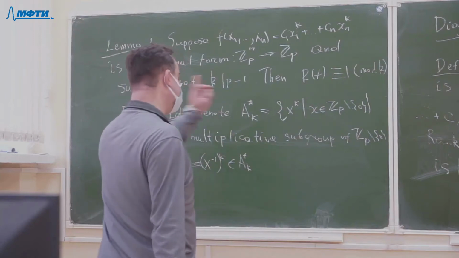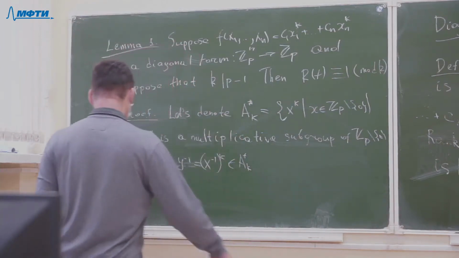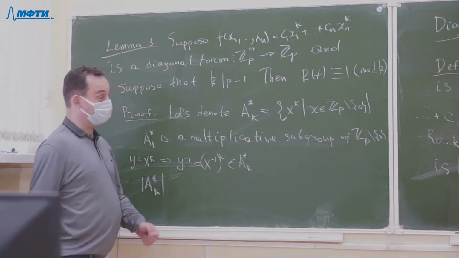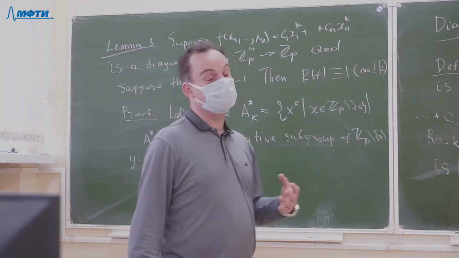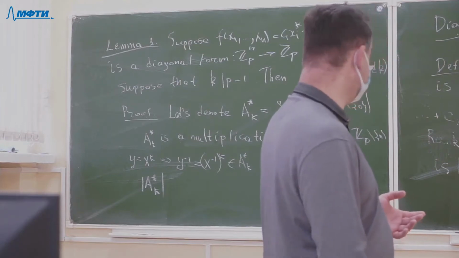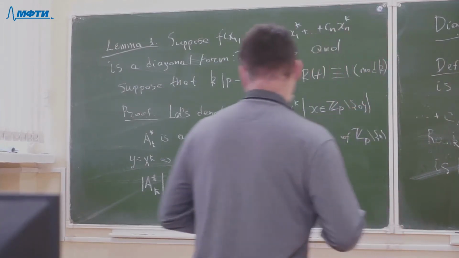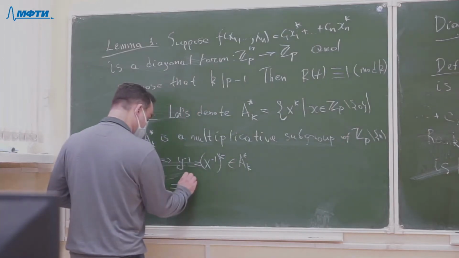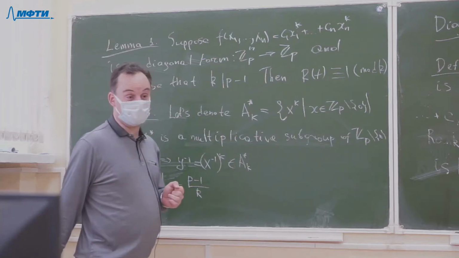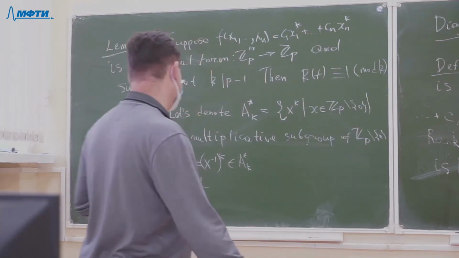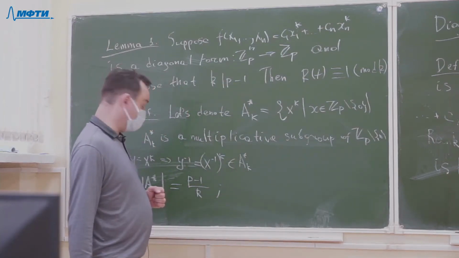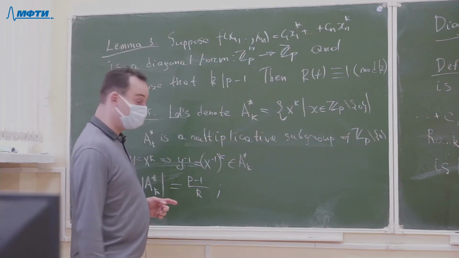Okay, what is the size of the subgroup? Well, naturally, it's a divisor of the size of the group, which must be a divisor of p minus 1. Actually, this is p minus 1 divided by k. That's why we need k to be a divisor of p minus 1. Why is this true? Why is the size of this subgroup this?